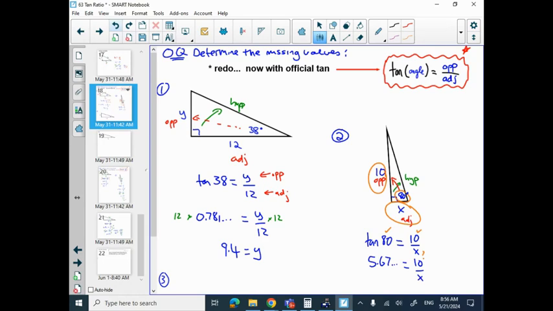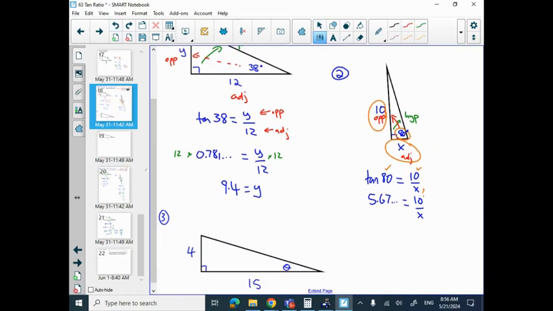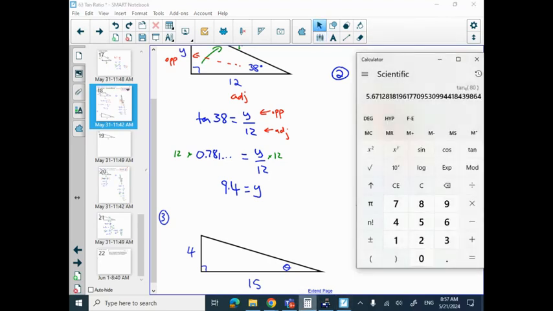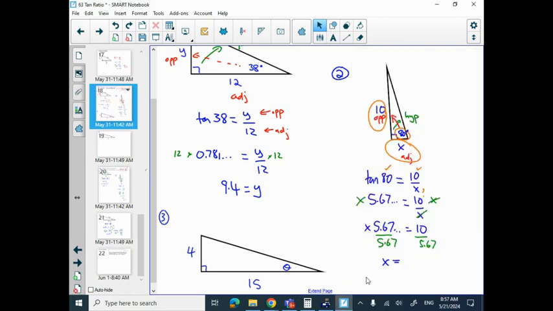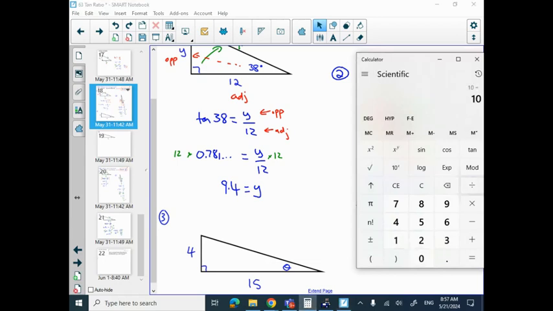Tan over x. And the next step here would be to multiply both sides by x. And then we're going to have x times 5.67, with some decimals included there that we're going to divide out. So I'm going to end up with a little less than 2, what I'm expecting. I'm going to store that in memory and do 10 divided by that answer.